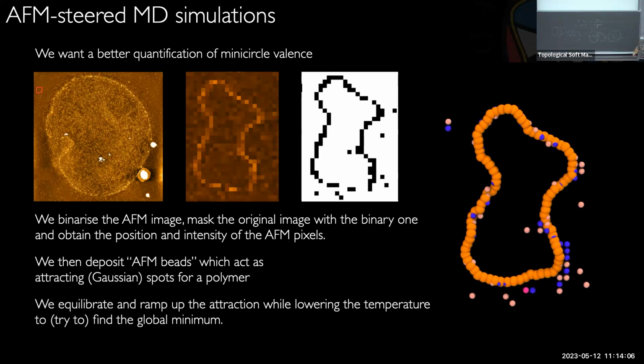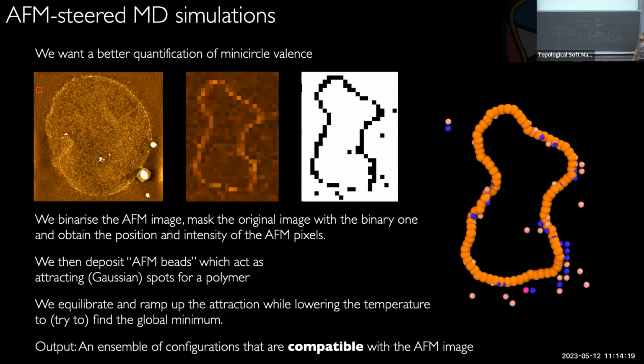Okay, I cool the temperature. I do a quenching kind of exercise, and then I try to find the parameters for which I get the best match between my simulated ring and the AFM image. And then, okay, this is relatively easy to do for just one ring, but what I really want to do is inside the kinetoplast.